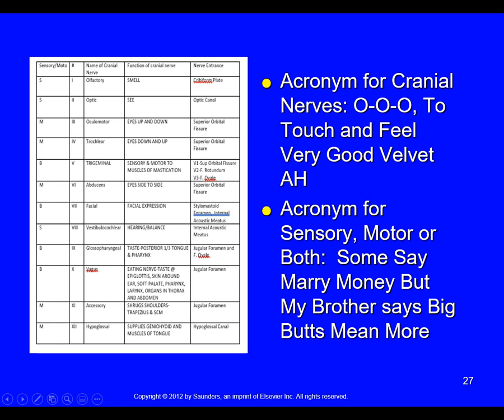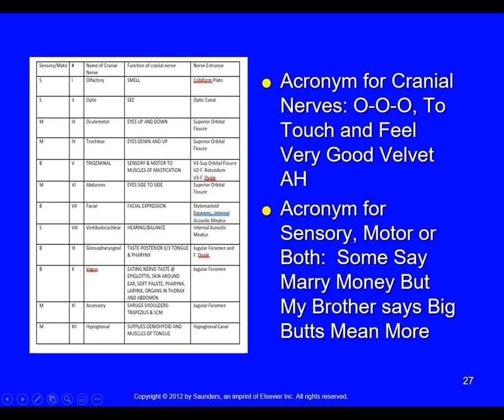For the facial, cranial nerve 7, which we'll go into in more detail, that is both sensory and motor for facial expression. Our nerve entrance is a stylomastoid foramen and the internal acoustic meatus. We've got number 8, which is sensory, the vestibulocochlear, which is hearing and balance, and it comes through the internal acoustic meatus. So there's 2 of them, 7 and 8, that go at least partially through the internal acoustic meatus.